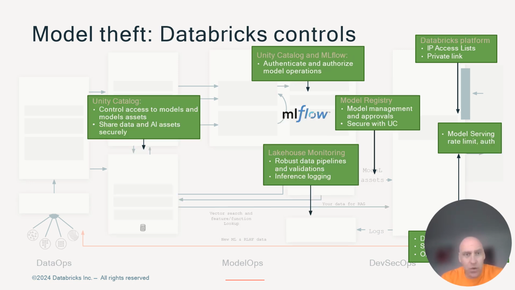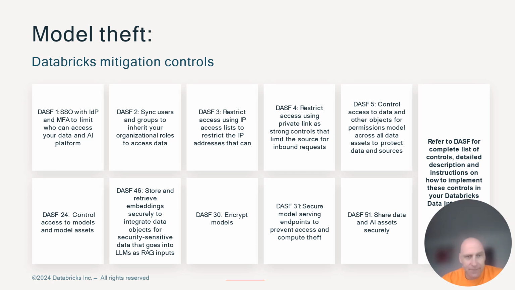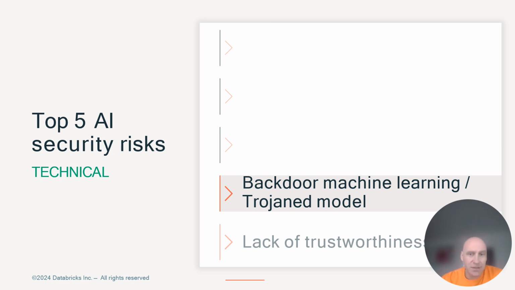I'm just going to quickly show again the Databricks controls, which are very similar to what I've just shown, specific to the Databricks platform itself. You can again have Databricks mitigation controls, similar to the ones I showed you previously. But now we're going to dive right into the next risk, which is backdoor machine learning, essentially a Trojan model.